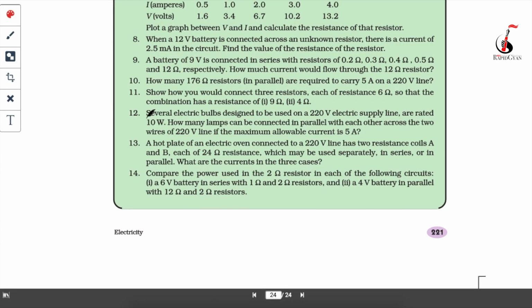Okay, let's solve the 12th question. What the 12th question is saying: several electric bulbs designed to be used on a 220 volt electric supply line are rated 10 watt. How many lamps can be connected in parallel with each other across the two wires of the 220 volt line if the maximum allowable current is 5 ampere?